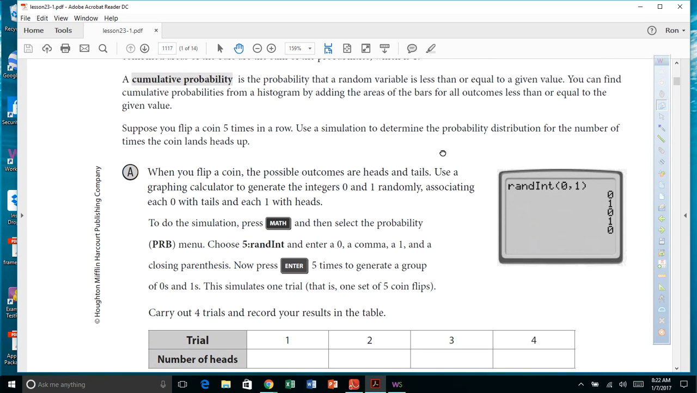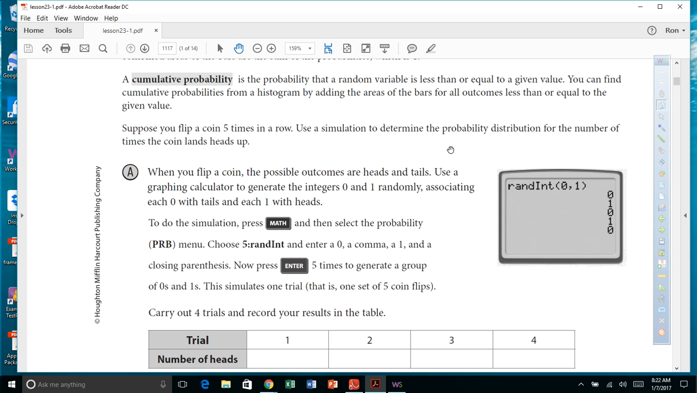A cumulative probability is a probability that a random variable is less than or equal to a given value. You can find cumulative probabilities from a histogram by adding the areas of the bars for all outcomes less than or equal to a given value.